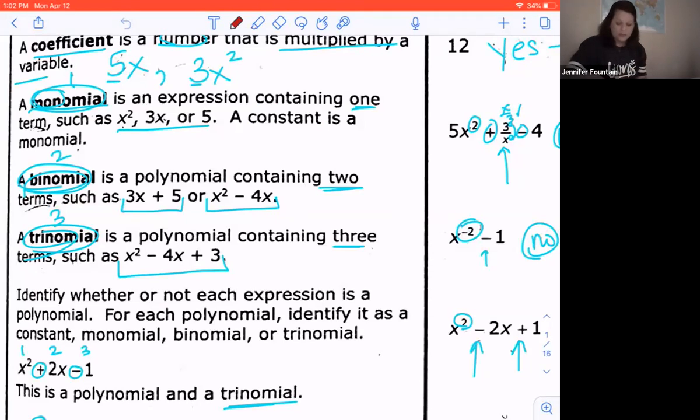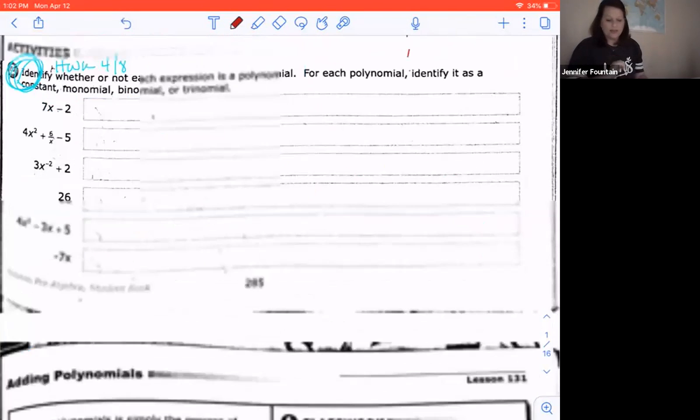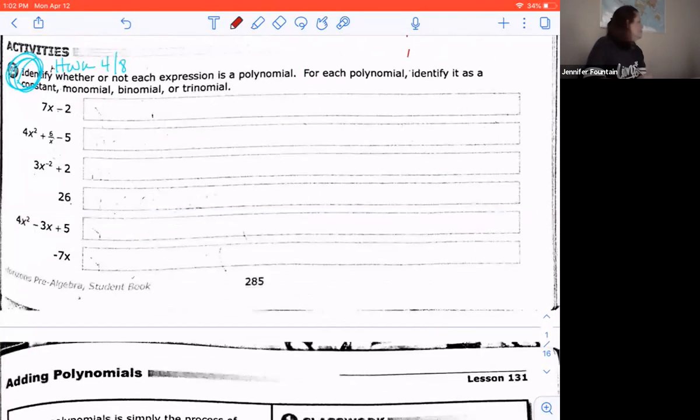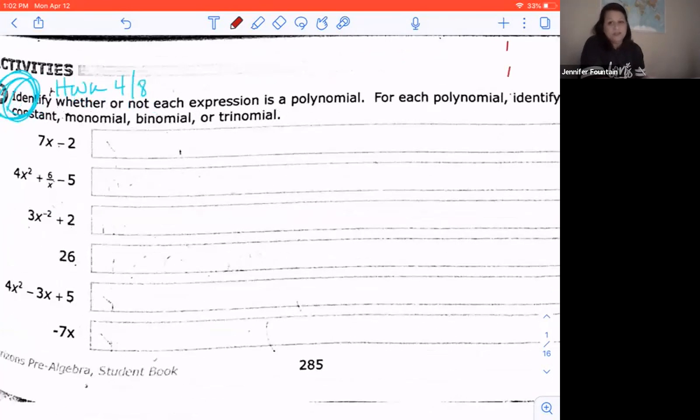Okay, I'm sorry. This is on page 285. Okay, so we had homework on this section that said identify whether or not each expression is a polynomial. And I think we mostly finished this in class, if you haven't gotten it yet. I know some of you were out, but basically we were looking to see, number one, is it a polynomial? So yes or no. And if it is, is it a constant, a monomial, a binomial, or a trinomial? So let's go ahead and look at these here.